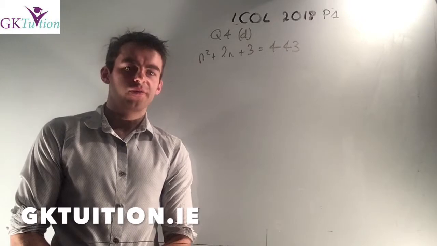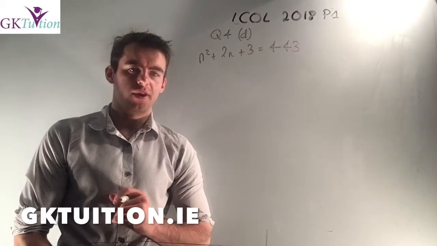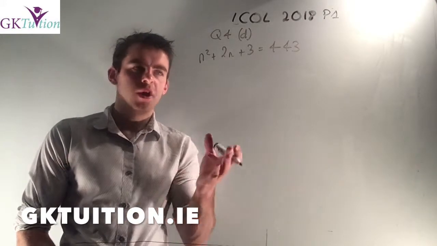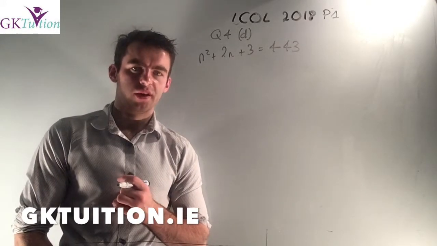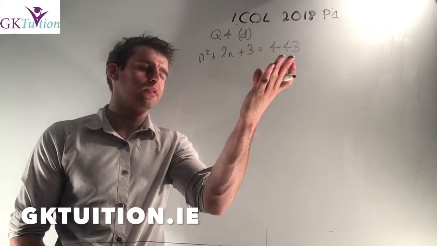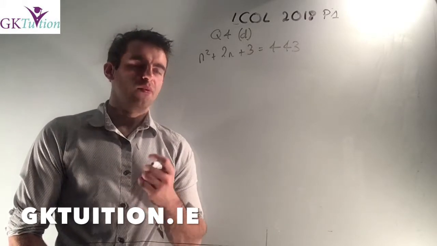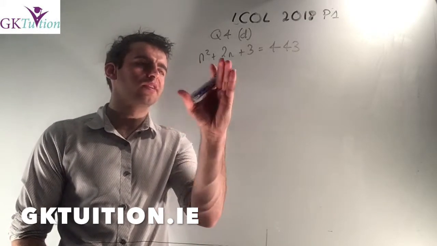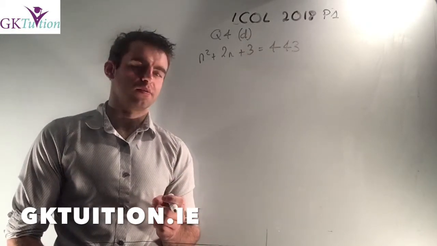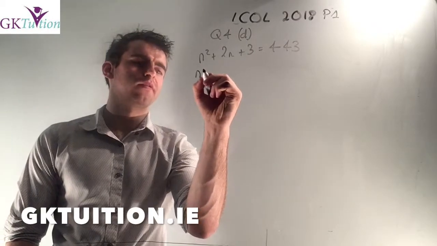Okay, so I know the formula to calculate the number of tiles is n squared plus 2n plus 3. And they've now asked me to figure out which pattern will have 443 tiles. So I just have to let n squared plus 2n plus 3 equal 443. And when I do that, you should realize you have an n squared, you have an n, and you have a number, which means that you have a quadratic equation.